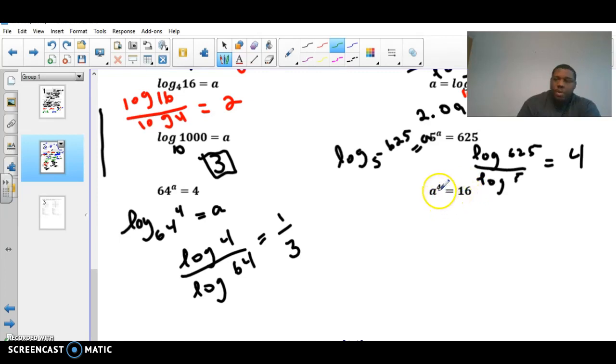So what we can do is raise this to the reciprocal of the exponent, which is 1/4. And we'll raise this side to the 1/4, guys. All right, so a to the 4th to the 1/4. The 4 is canceled, so it's a to the 1st, which is a. Over here, you have 16 to the 1/4, guys, and that'll give us 2. All right, so a is 2.